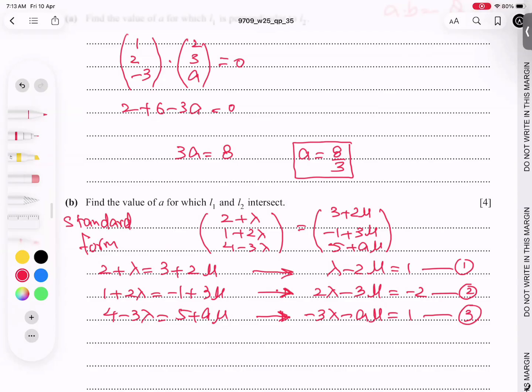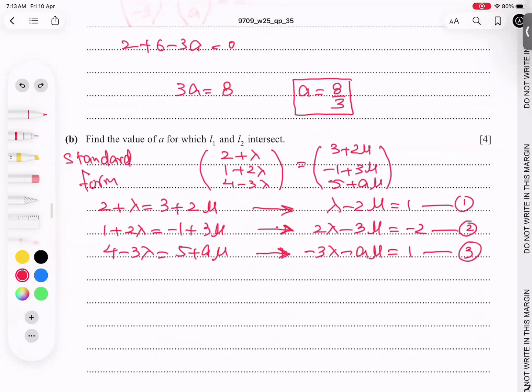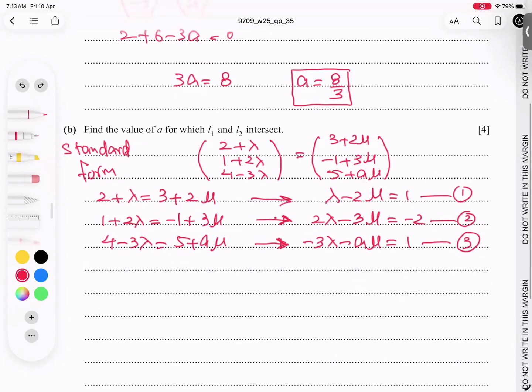Now, what is the way to do the question from here onwards? Because the ultimate target is to get the a value. So how can we get the a value? Best way: in the top two equations, there is no a involved. So try to solve them simultaneously and get the mu and lambda values and plug into the third one. So how can we do it, students?